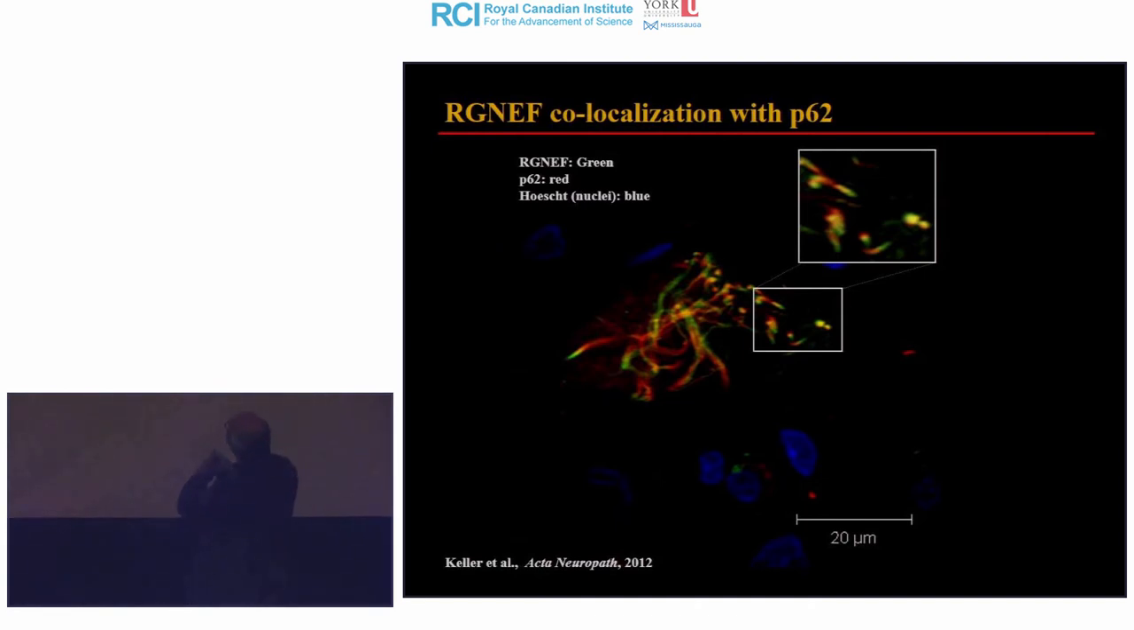And all I've done here is magnify it, and then magnify it even further. And look at this. I mean, for me, isn't this beautiful? It's gorgeous. Just look at this one fibril we've caught on the side. I've got the green RGNEF, I've got my red ubiquitin, and the two are working side by side. They are integrated into the same fibril, right?